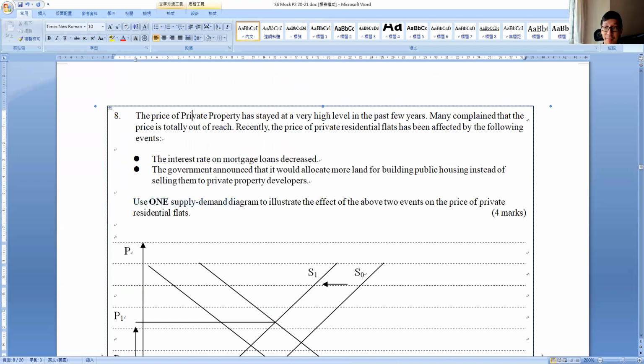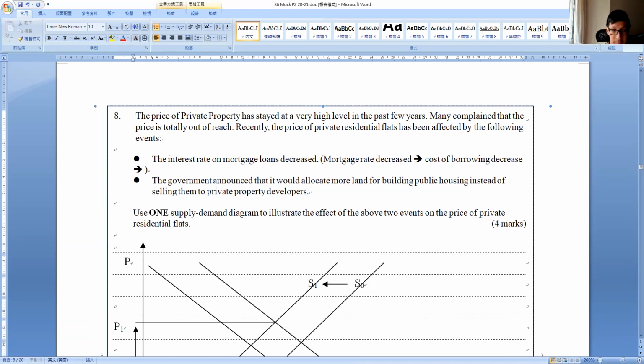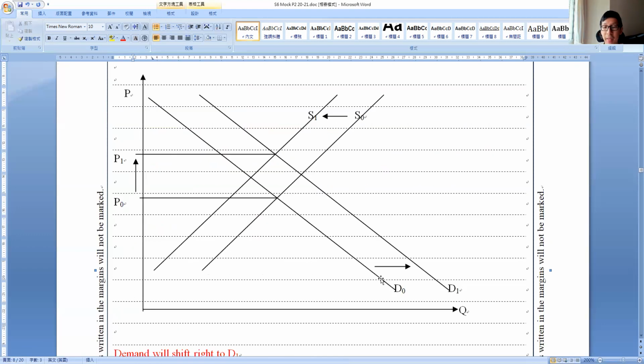Now let's see. Price of private property has stayed at a very high level, right? So many complain. Recently, we know two things happened. First, interest rate on mortgage loans decreased. Let's think about what happens. Mortgage rate decreased, meaning cost of borrowing mortgage would decrease as well. So the demand for mortgage would increase. People take more mortgages since it is so cheap now. That would automatically mean the demand for private property would increase. More people buy flats because mortgages are cheap. So here demand would increase from D0 to D1.